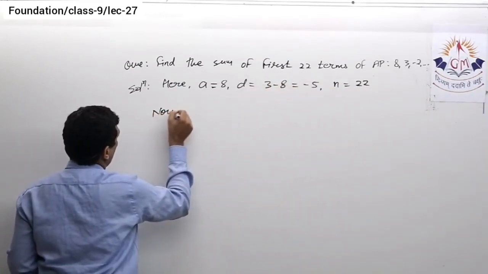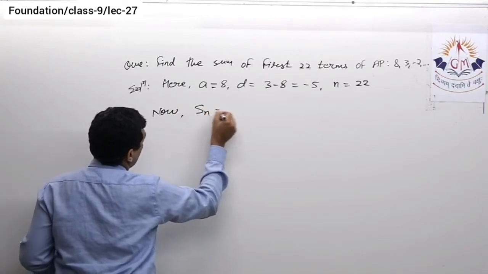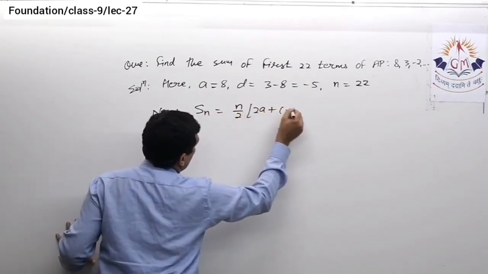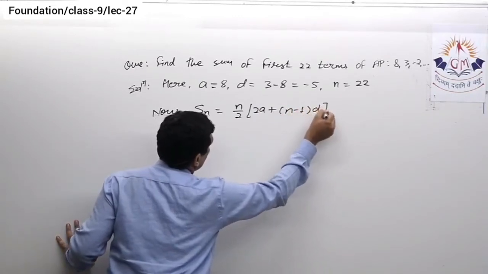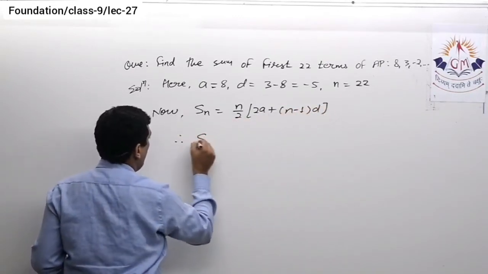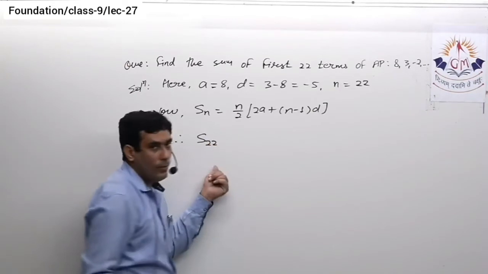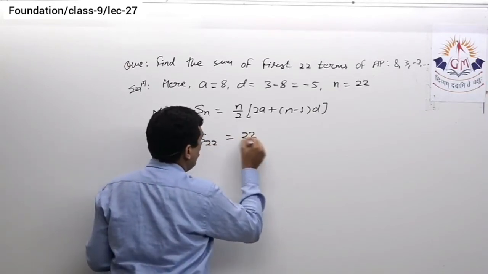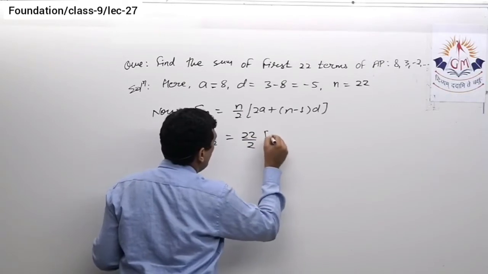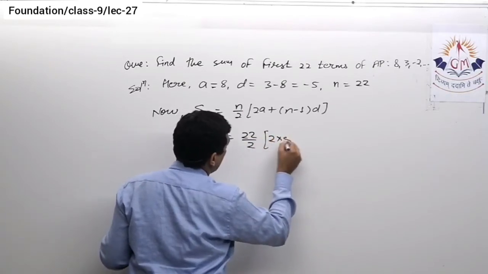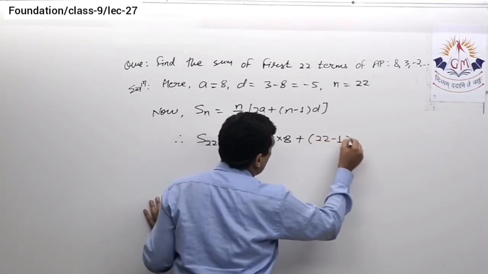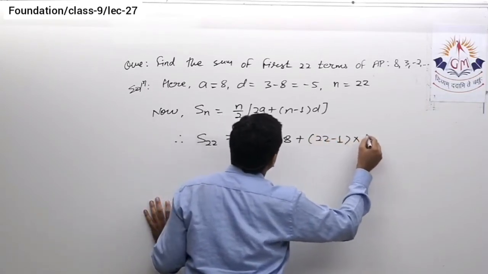Now we'll apply the formula. Sn is equal to n by 2, 2a plus n minus 1 into d. So S22, that means the sum of first 22 terms, is equal to 22 by 2, 2 into a, that is 8, plus 22 minus 1 into d, that is minus 5.